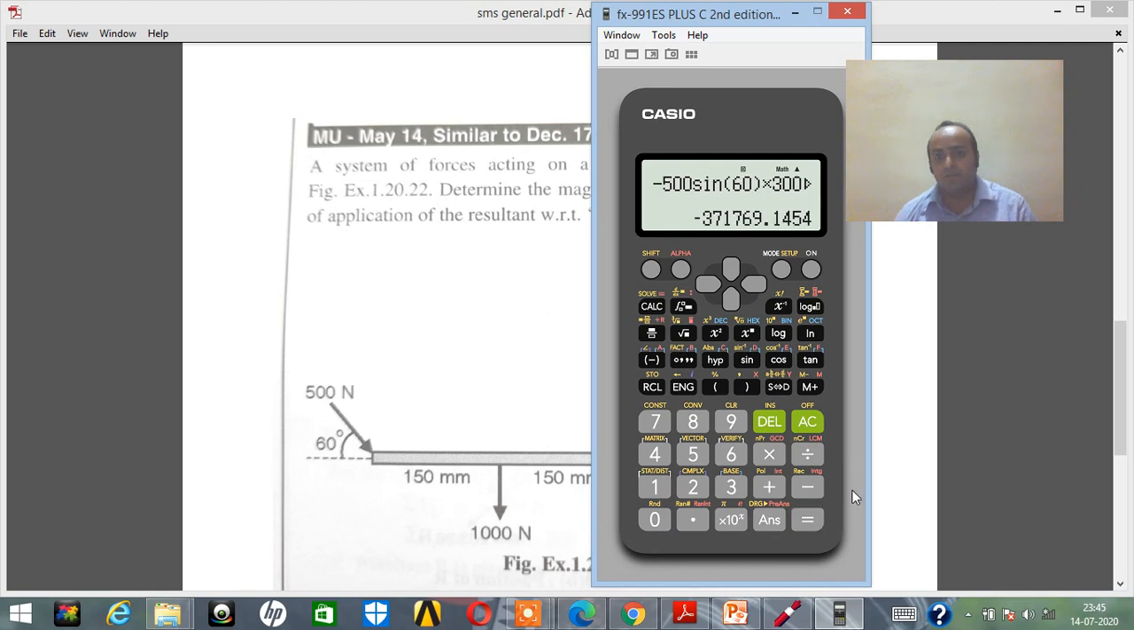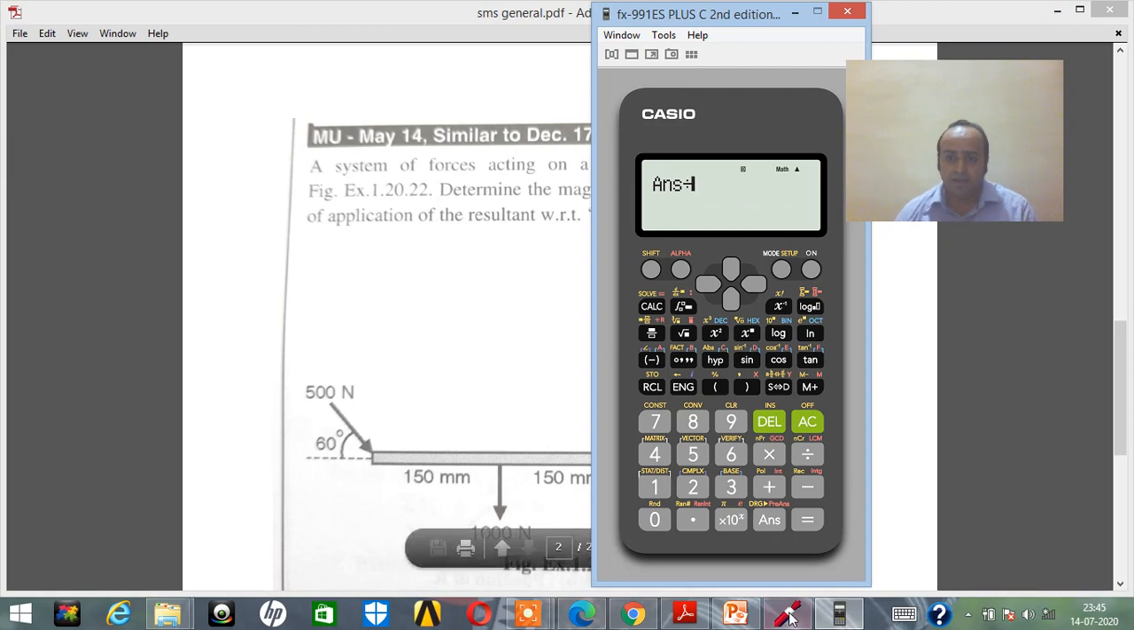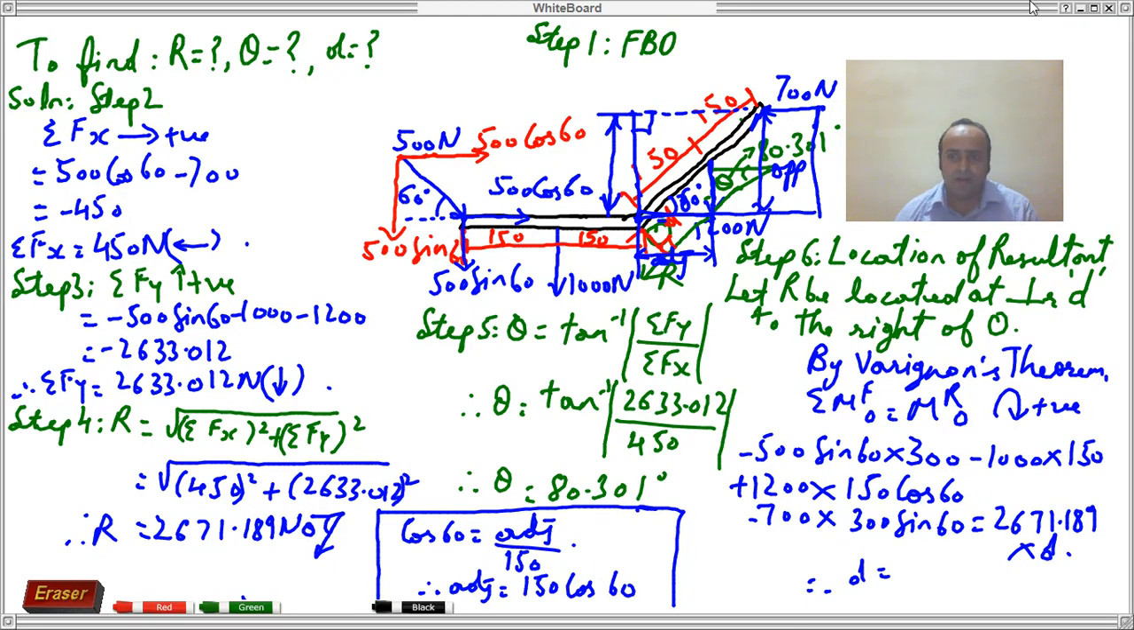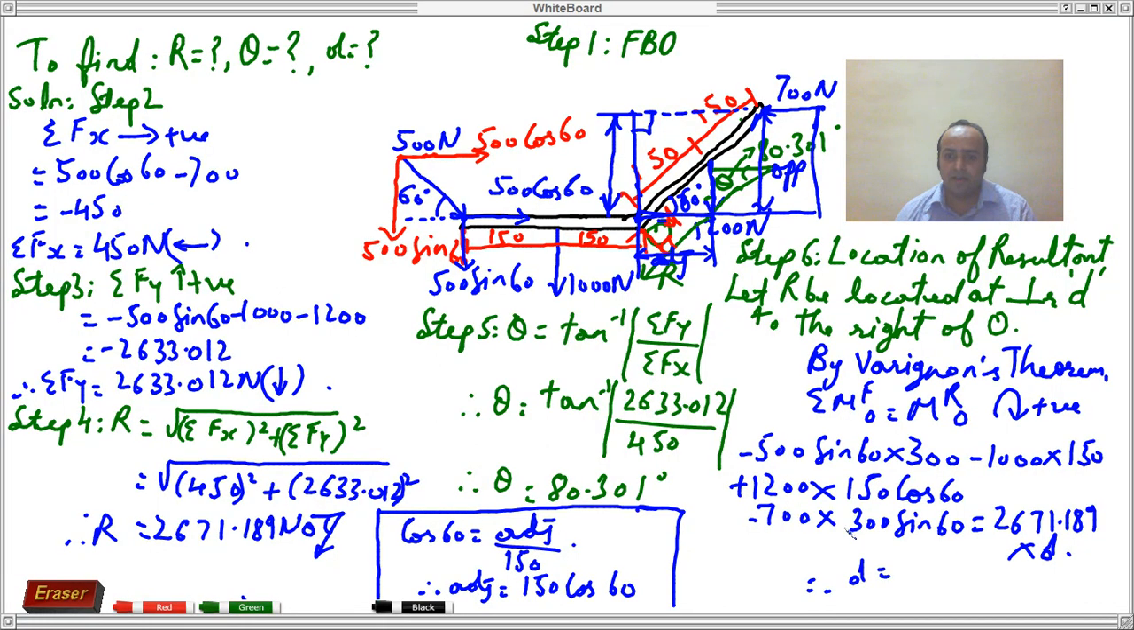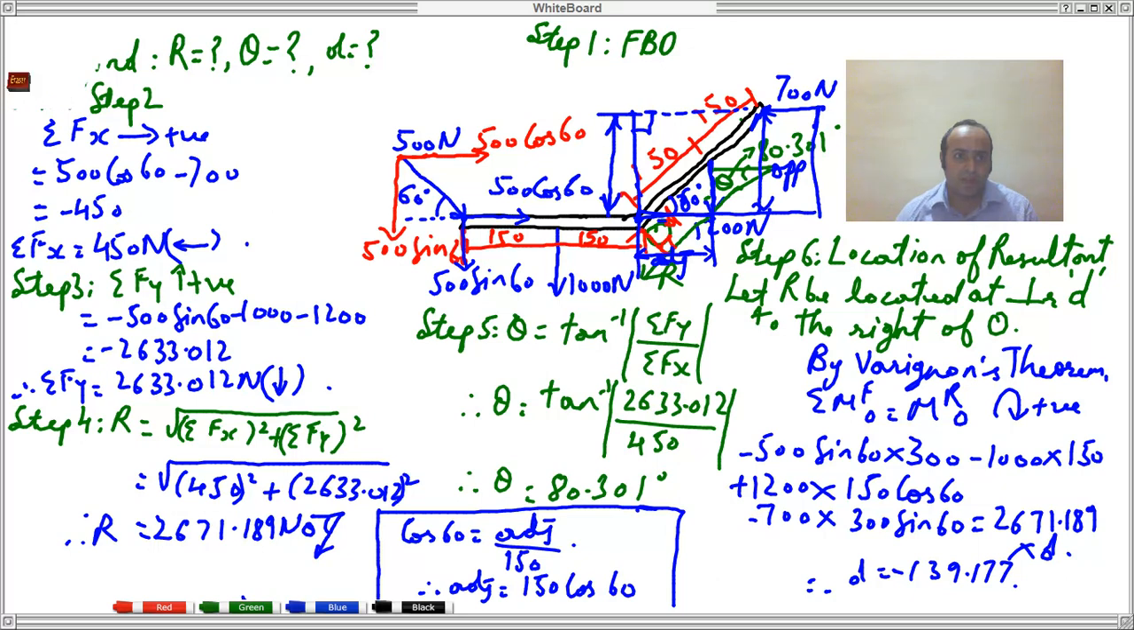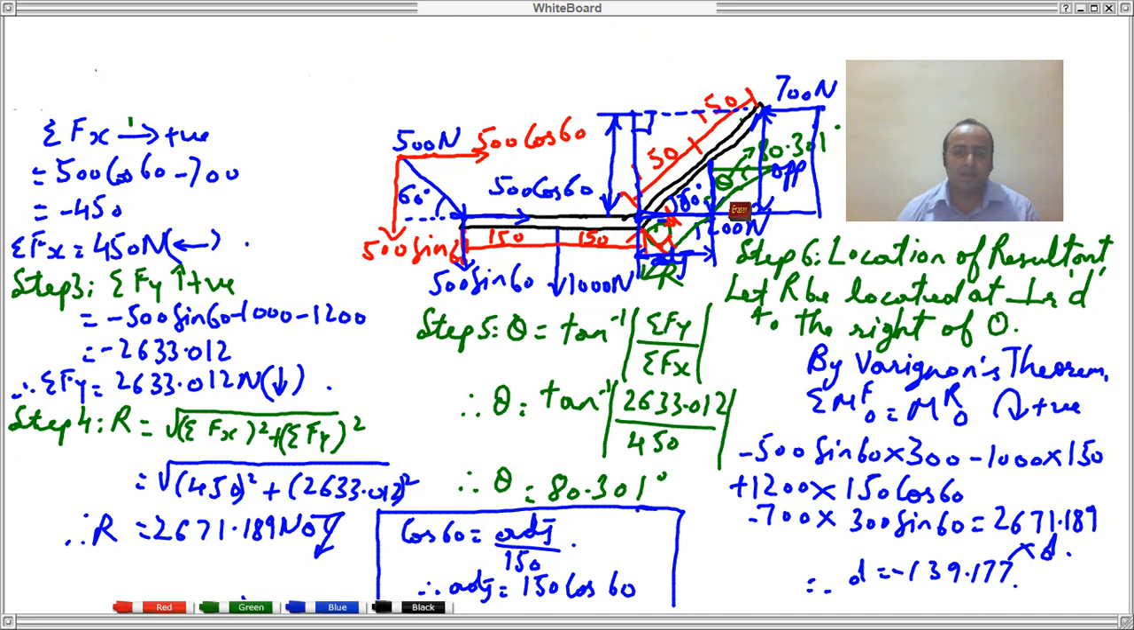Okay, so the value comes out to be negative, divided by the value of the resultant. And what is the value of the resultant, my dear friends? It is 2671.189. So here it is, minus 139.177. So friends, since the value comes out to be negative, minus 139.177, now what I can do is, straight away I can write it over here like this.